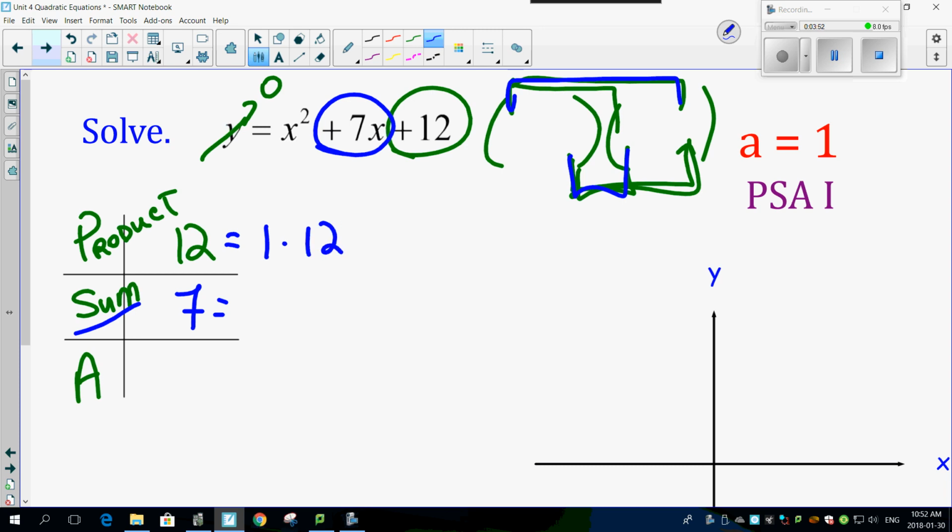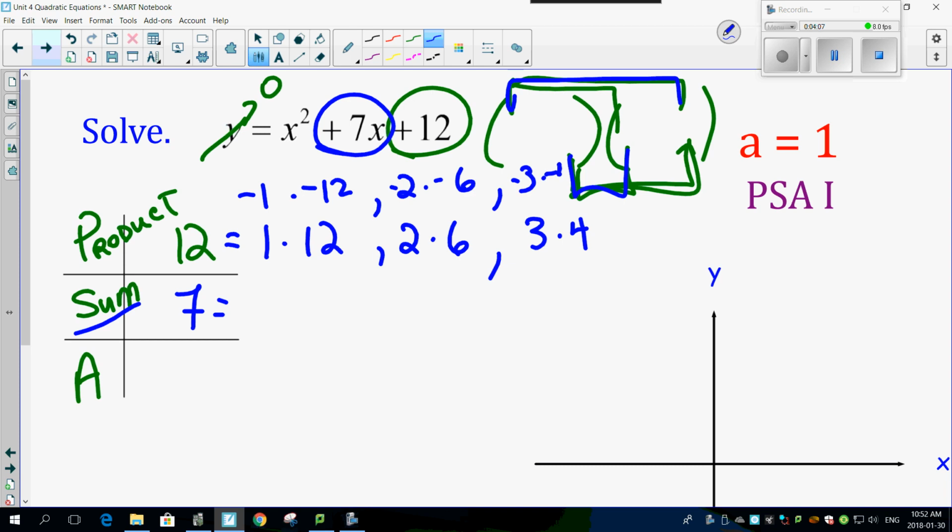Well, of course, 1 and 12, but don't forget, you have -1 and -12 too. You can have 2 and 6. Well, that means you can have -2 and -6 as well. You can have 3 and 4. Well, look at this. You can also have -3 and -4. Every one of those multiplies together to give us a positive 12.